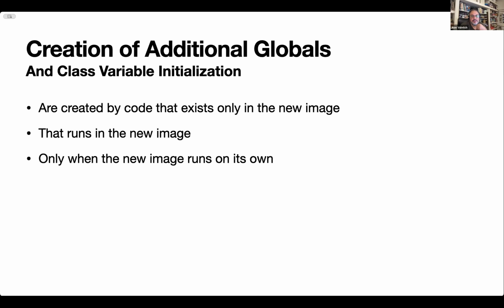Any other object, for example, additional globals and class variables, must be created in the new image by code included as part of the new image, and only when the new image is run by itself. This may seem a bit restrictive, but is needed if we want the new image to be fully specified only by source code. In any case, the image builder can be extended with new specially pre-built objects if really needed.